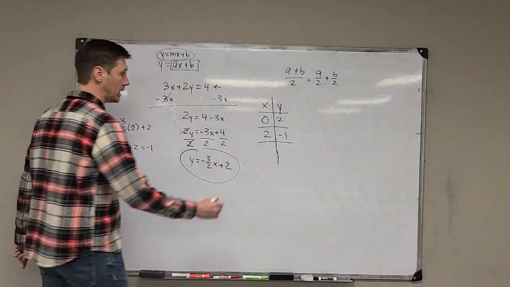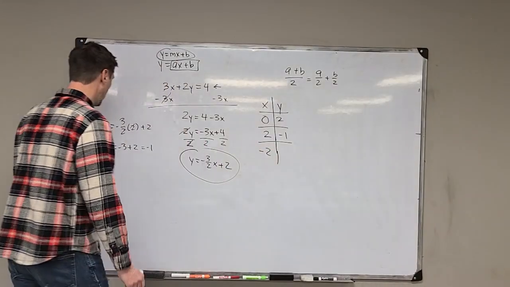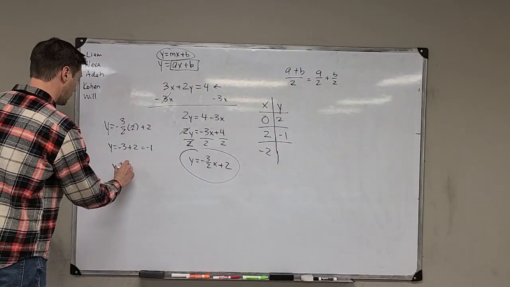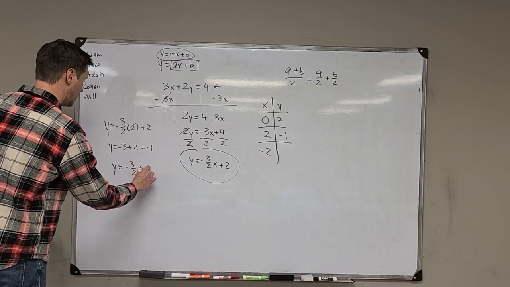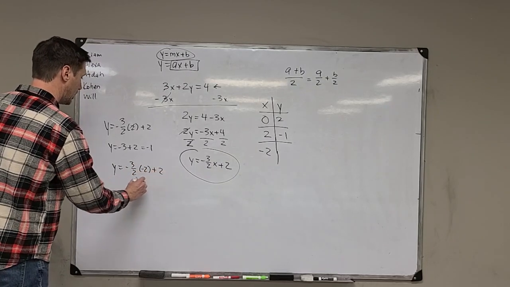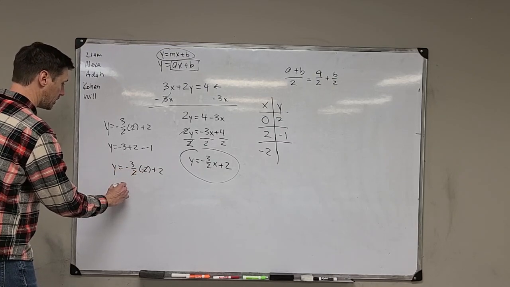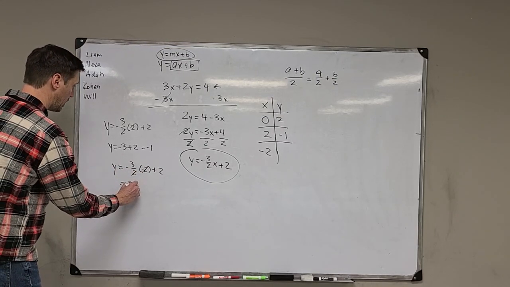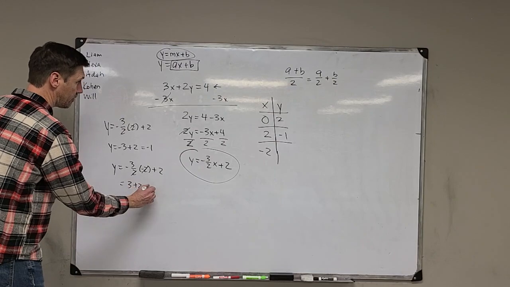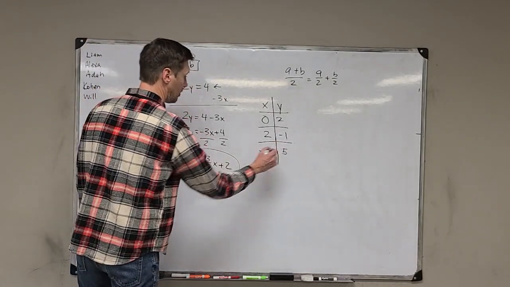And then I can also plug in a -2. If I do the -2, y equals -3 halves times -2 plus 2. Again, these 2's cancel out, but it's a negative times a negative, so we get a +3 here. +3 plus 2 is going to equal 5. So at x equals -2, y is 5.